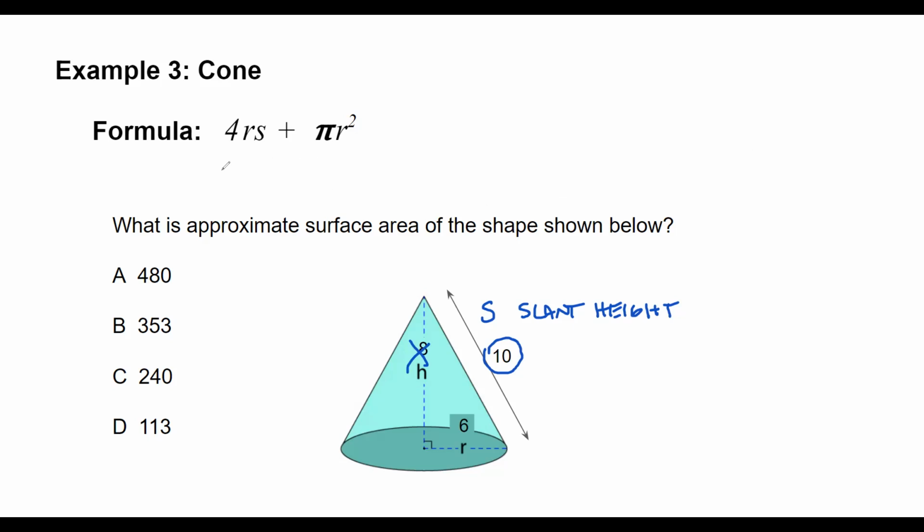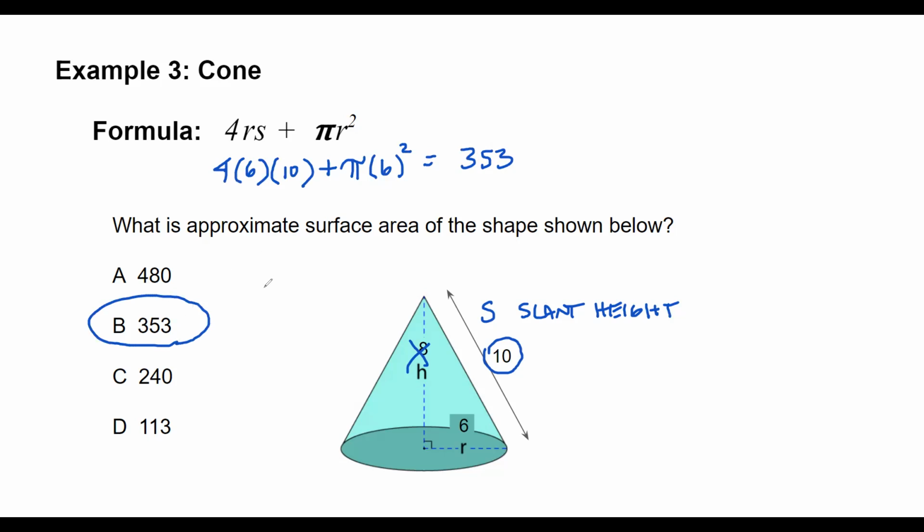So let's substitute 4 times our radius, which is 6, times our slant height, which is 10. And then we're going to add to that pi times our radius, which is 6, squared. Let the calculator do the work, and you should get about 353. There is our answer.